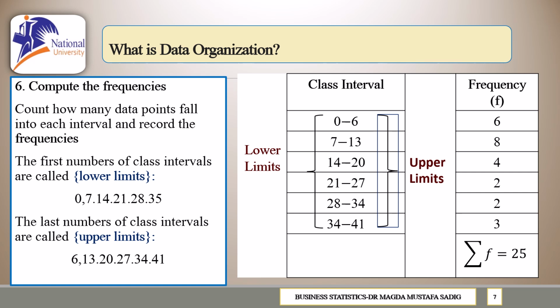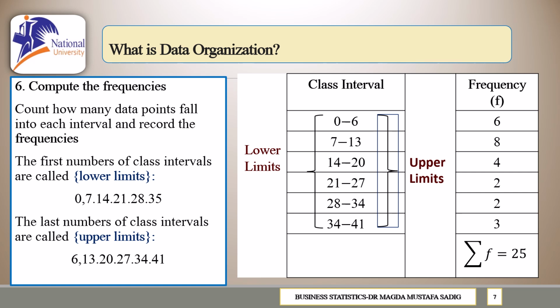Now comes the counting stage. For every class interval, we count how many observations fall inside it. The number is called frequency here. This is frequency. For example, the first interval from 0 to 6 contains 6 observations. Therefore, its frequency equals 6. Continue counting every interval until all observations have been included.